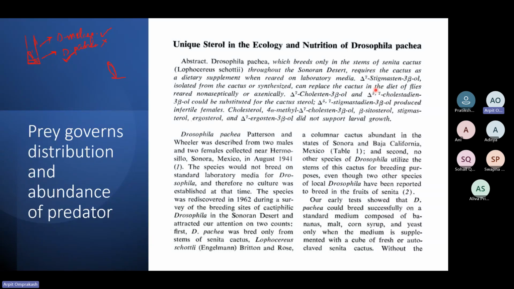But in some cases, the prey also governs the distribution and abundance of the predator. For example, a unique sterol that is found in the stems of some plants is determining where these fruit flies, Drosophila pachea, are found, because it needs that specific compound to complete its life cycle.